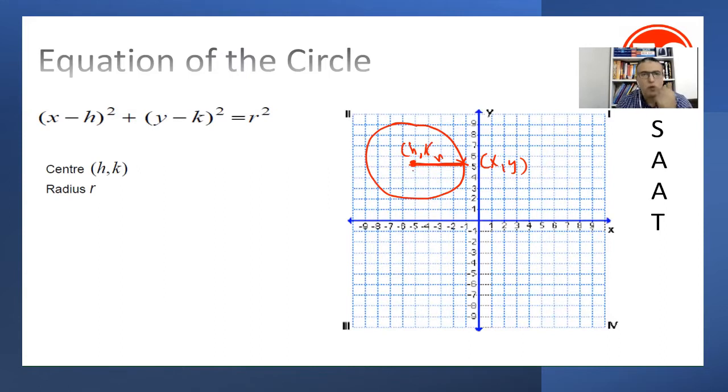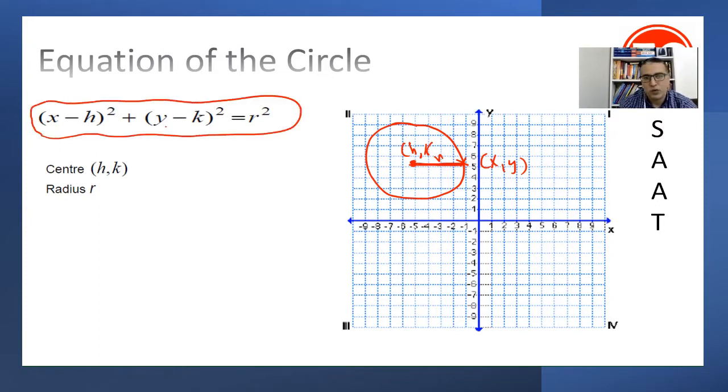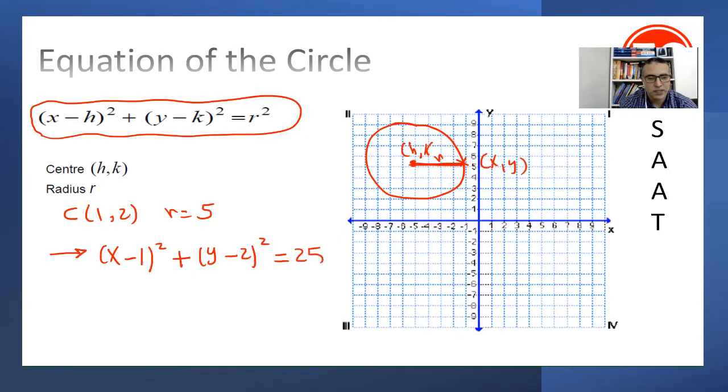The distance between the point and the center of the circle is the radius. So by applying the distance rule, (x1 minus x2) squared plus (y1 minus y2) squared is equal to r squared, you can figure out that the equation of the circle is (x minus h) squared plus (y minus k) squared is equal to r squared. For example, if you have a circle with center (1, 2) and radius equal to 5, and you wanted to find the equation of this circle, it's going to be (x minus 1) squared plus (y minus 2) squared is equal to 5 squared, and 5 squared is 25. This is a direct substitution.